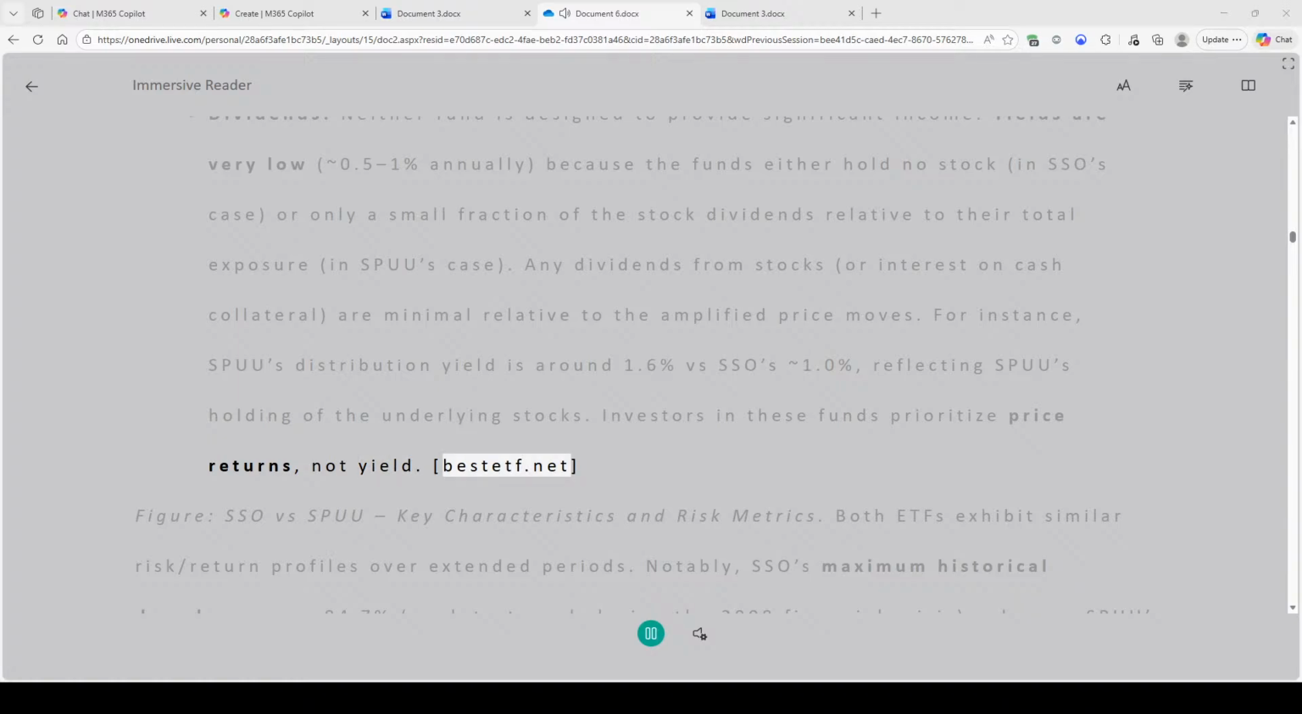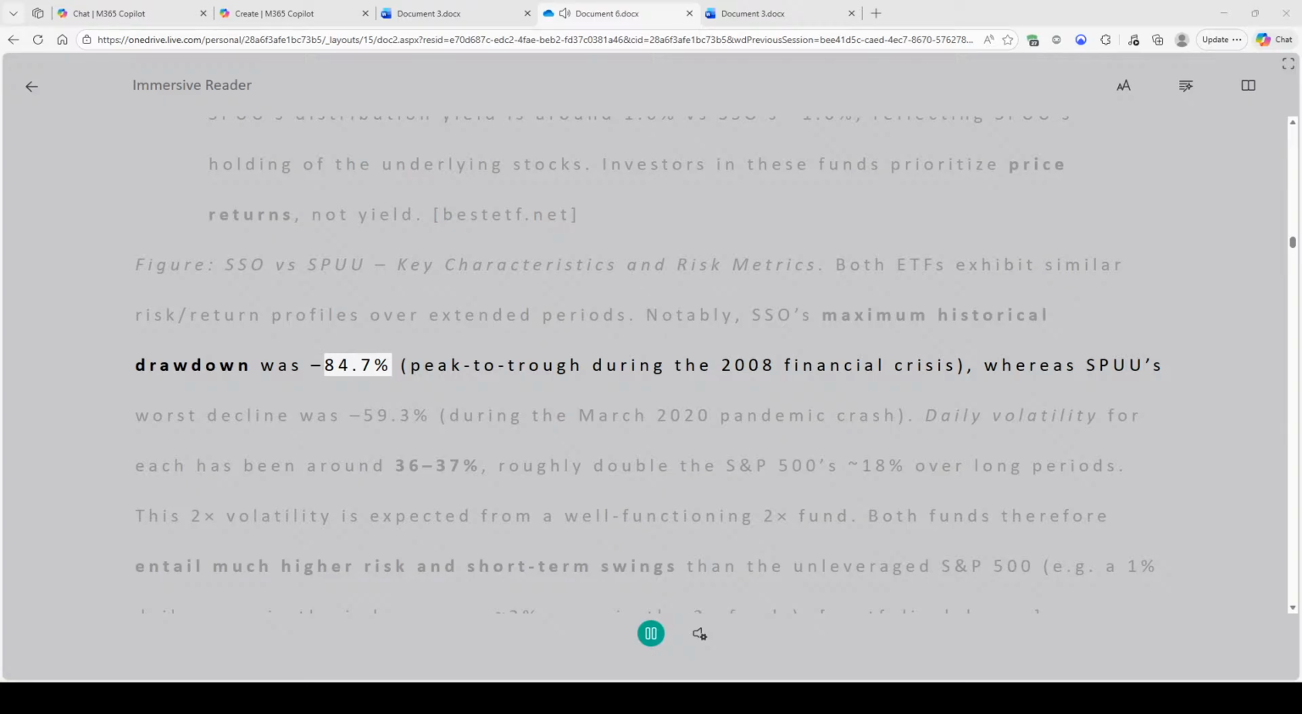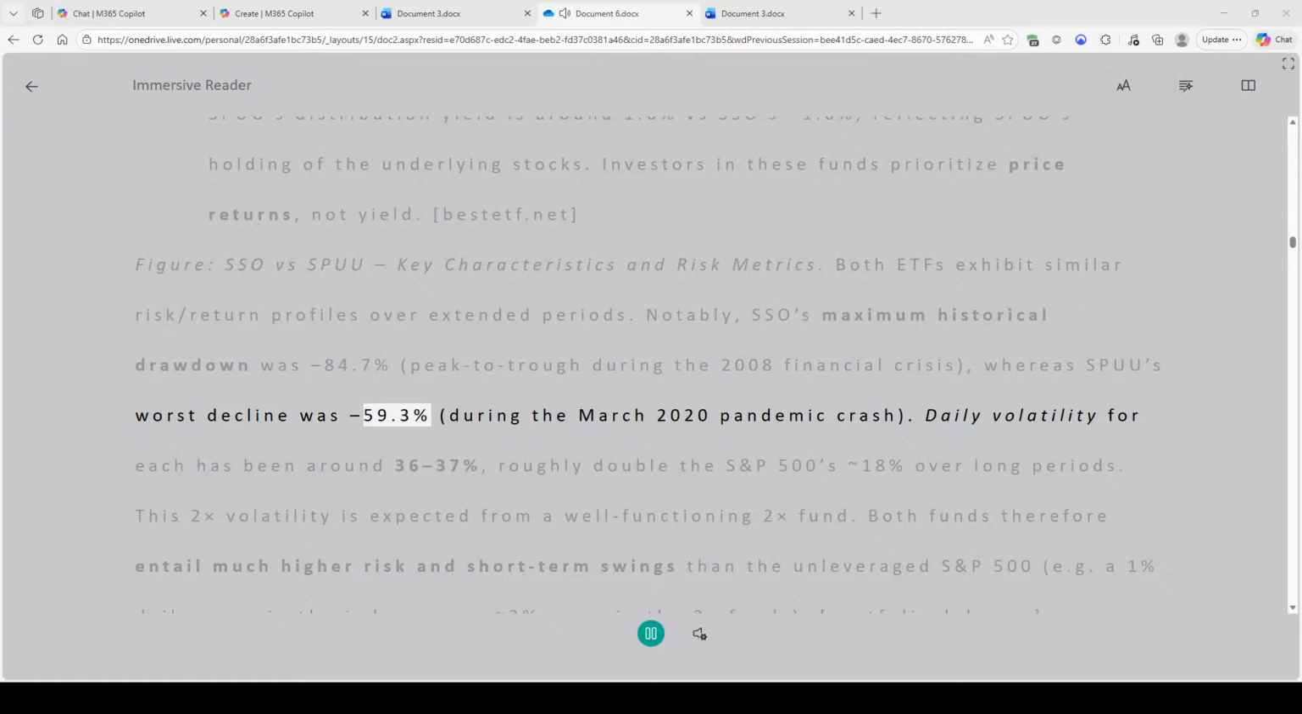BestETF.net. Figure: SSO versus SPUU, key characteristics and risk metrics. Both ETFs exhibit similar risk/return profiles over extended periods. Notably, SSO's maximum historical drawdown was -84.7%, peak to trough during the 2008 financial crisis, whereas SPUU's worst decline was -59.3%, during the March 2020 pandemic crash.